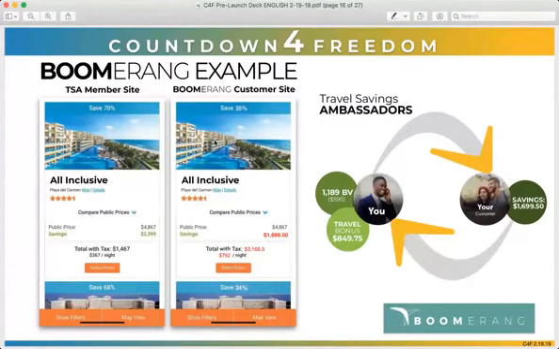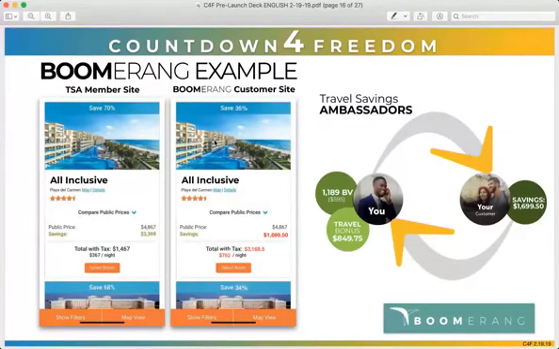TSA member, meaning you're part of the Countdown for Freedom movement, look at this. Look at this. An all-inclusive resort in the Riviera Maya. And by the way, because I have personal experience with this one, I'm going to say the name because we're not giving the date, so we have some flexibility here. This was where my daughter got married last year.